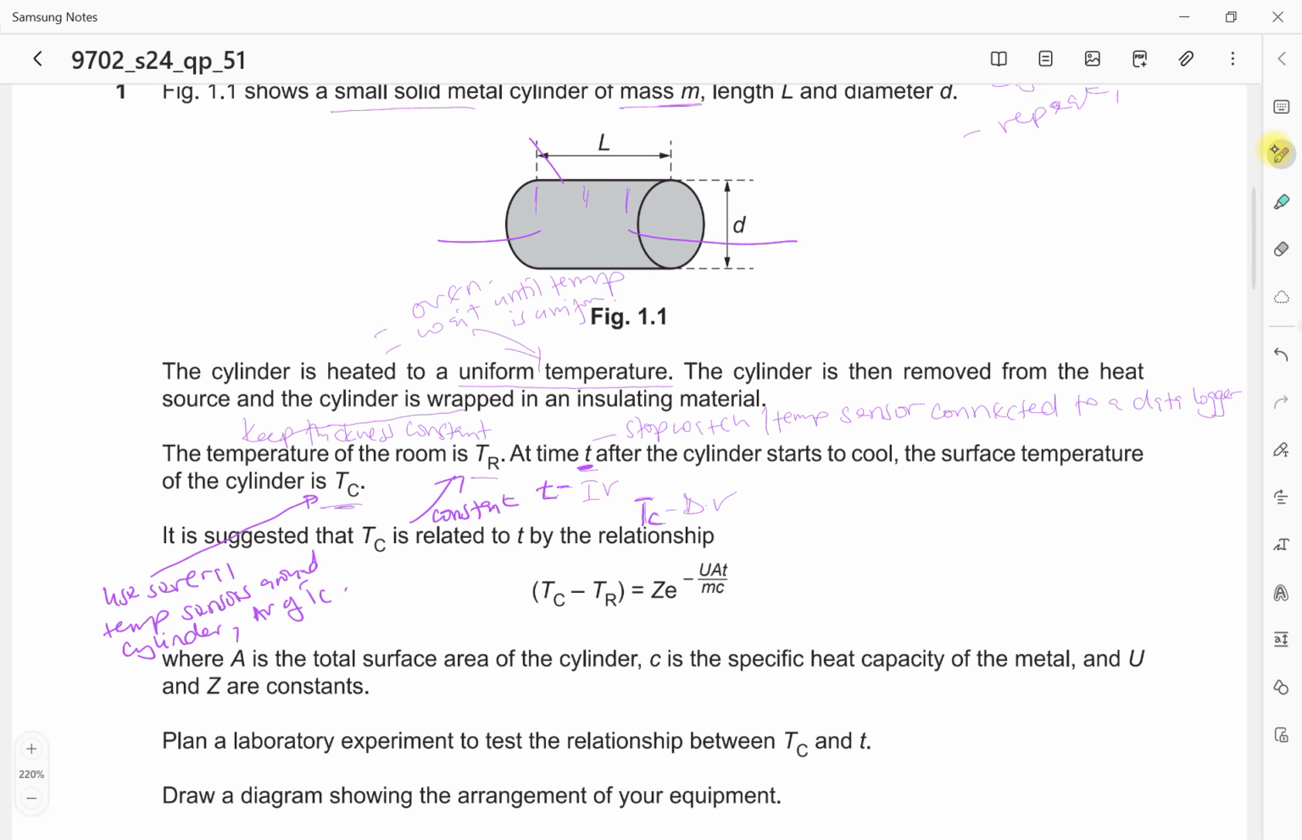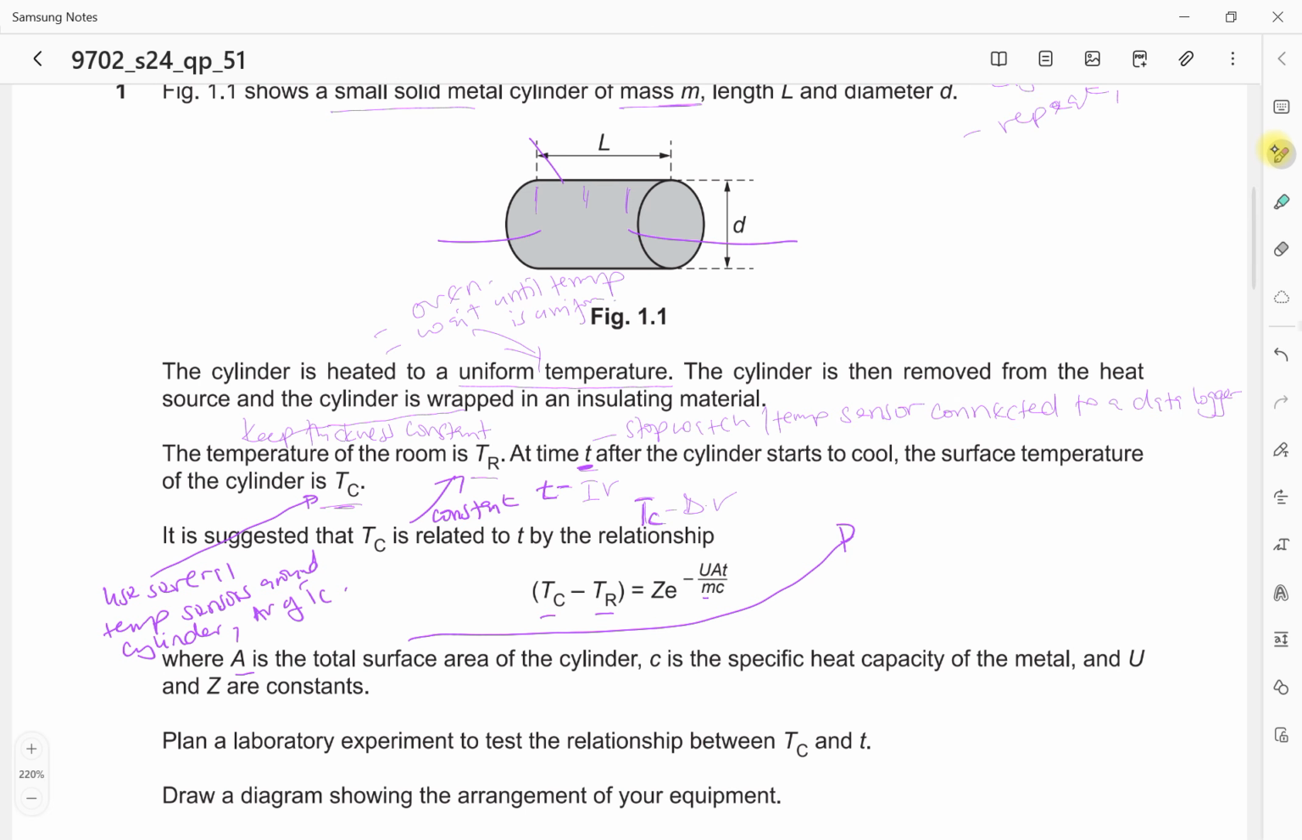The next thing to think about is the analysis. So for the analysis, we have small t as the independent variable and Tc as the dependent variable. By the way, in this expression here, the relationship is Tc minus Tr equals Z e power minus UAt over MC. We have talked about M. They have said A is the total surface area. So we need to know how to find the total surface area of a cylinder.